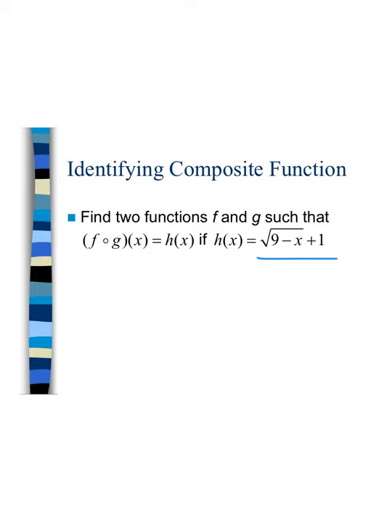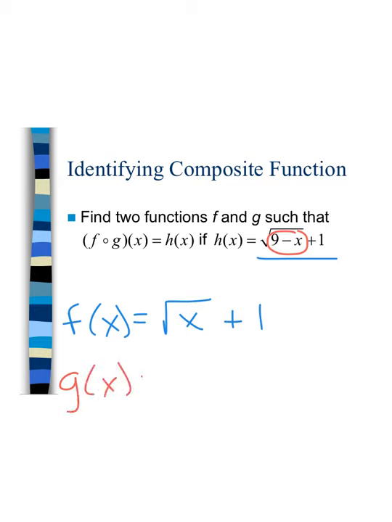All right, so this one is a little bit more challenging. We have a couple things to think about. We do have that radical sign, and then we have the plus 1. So for our shell function, f of x, I'm going to say that it is the square root of x plus 1. Setting it up like this means when I'm trying to think about my g function, I just need to worry about the inside. So for my g function, for g of x, it's going to be my 9 minus x. And so now if I were to plug in my g of x into the x value for my f of x, I would get my h function.